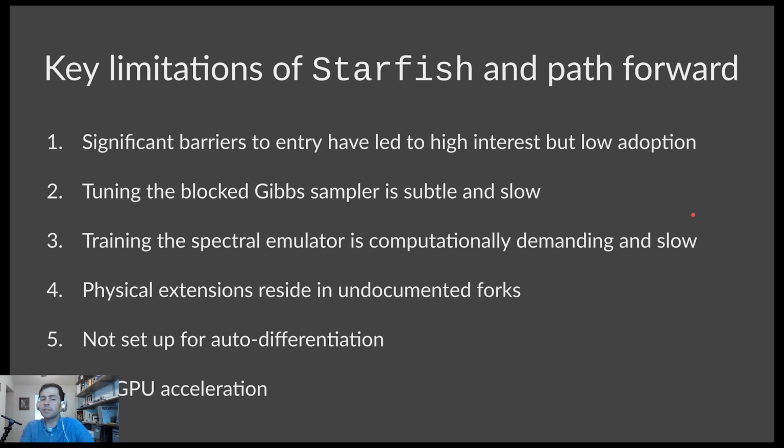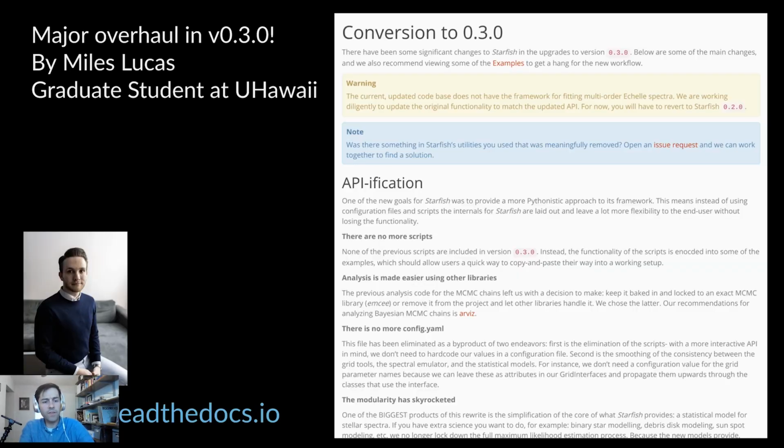A lot of the physical extensions I talked about are basically just bespoke research code and undocumented forks, and you can find them, but it doesn't really explain how to use them for newcomers. There's no auto differentiation, which would be great. There's no GPU support. So these are all things that could be better. So thankfully, Miles Lucas, who's a grad student at the University of Hawaii now, formerly in Iowa, has really done a dramatic overhaul of Starfish in general.